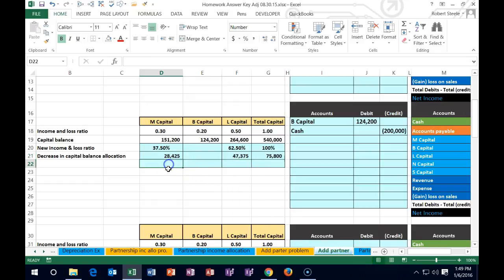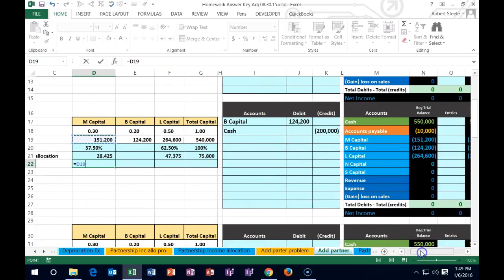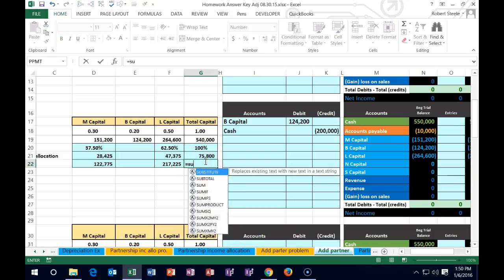So if we want to think about what the ending capital account should be after this, this is where they started, 151.2, and we could see that over here, 151.2, and then it's going to be reduced by the 28,425, because this is the amount that was paid out in excess over the amount that's in the capital account for B. So we're going to do the same thing here. This equals this minus the 47,375, enter, and therefore that's what the capital account should be at the end. I could sum that up for the total capital account, and there it is.